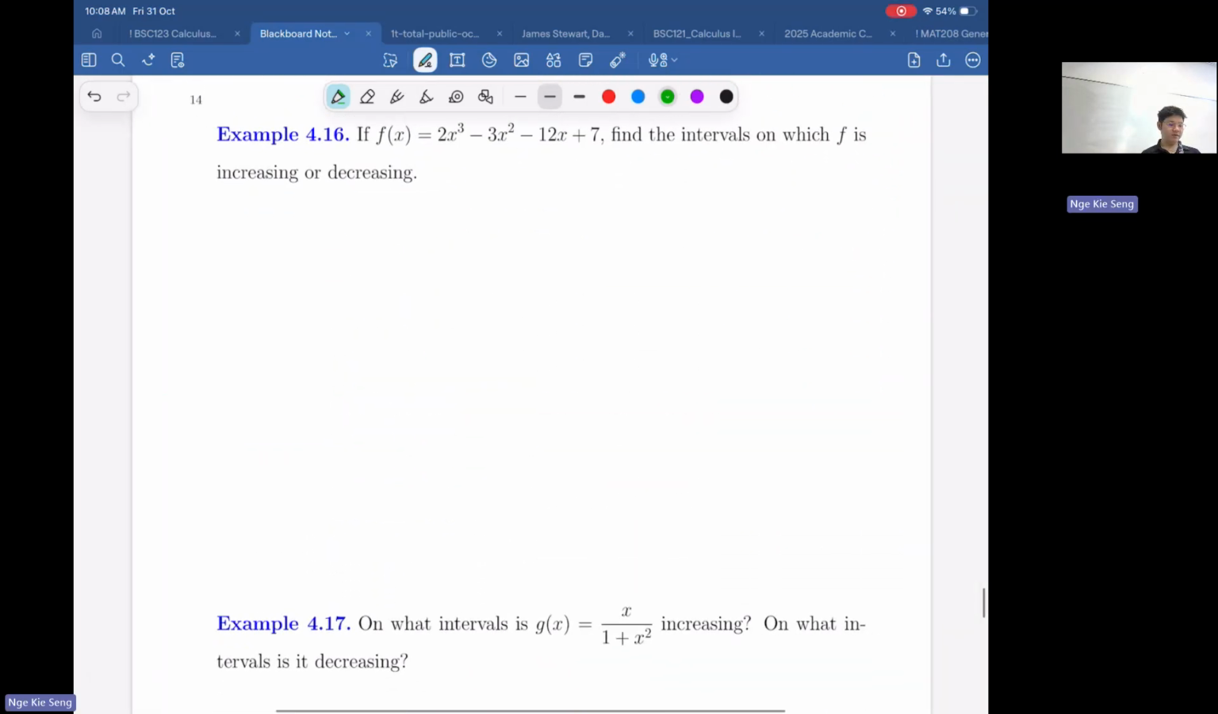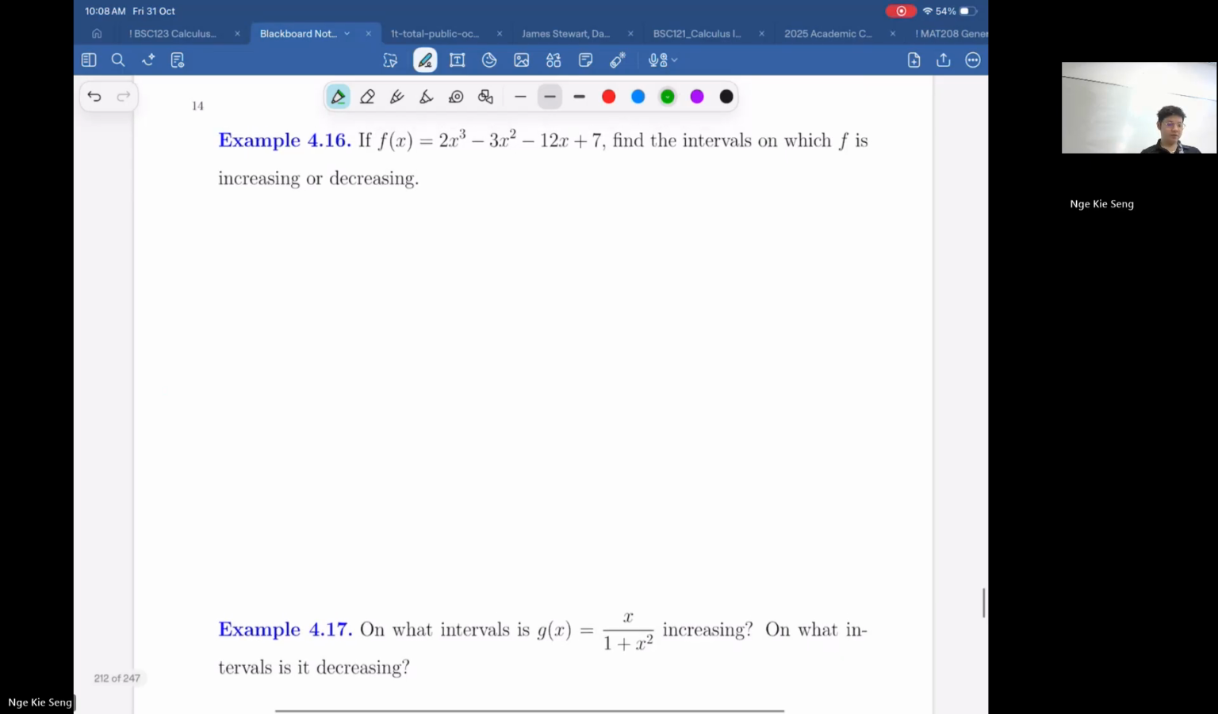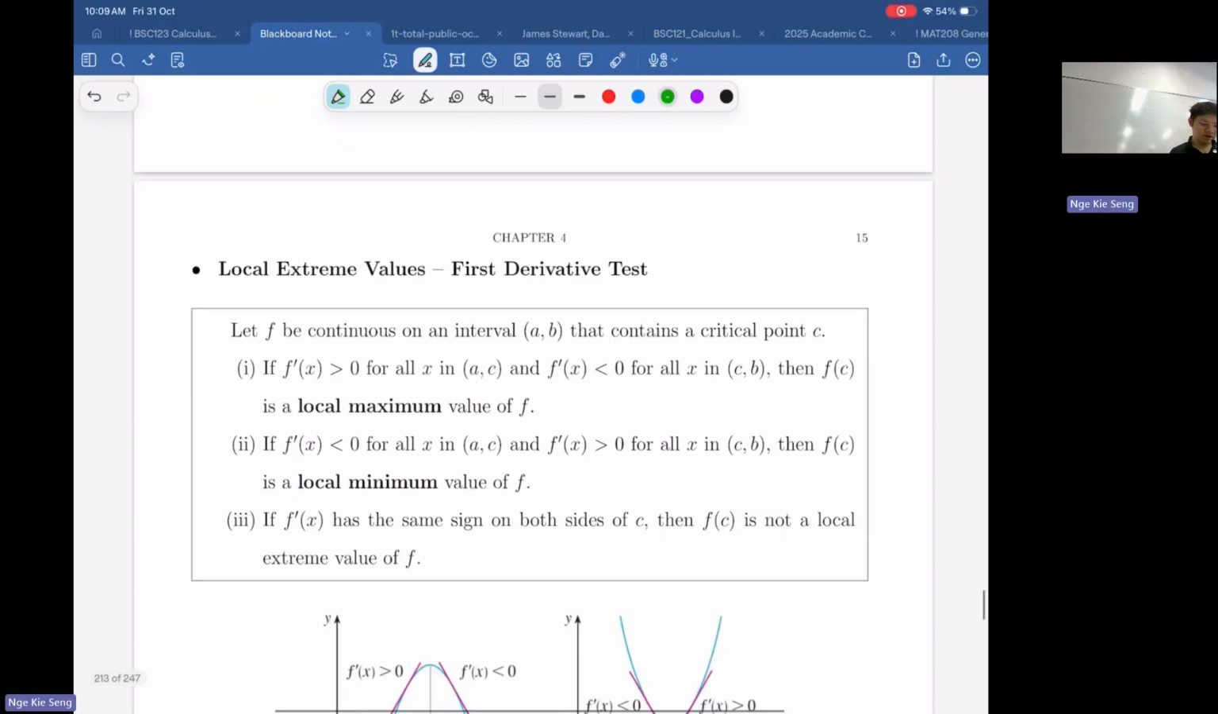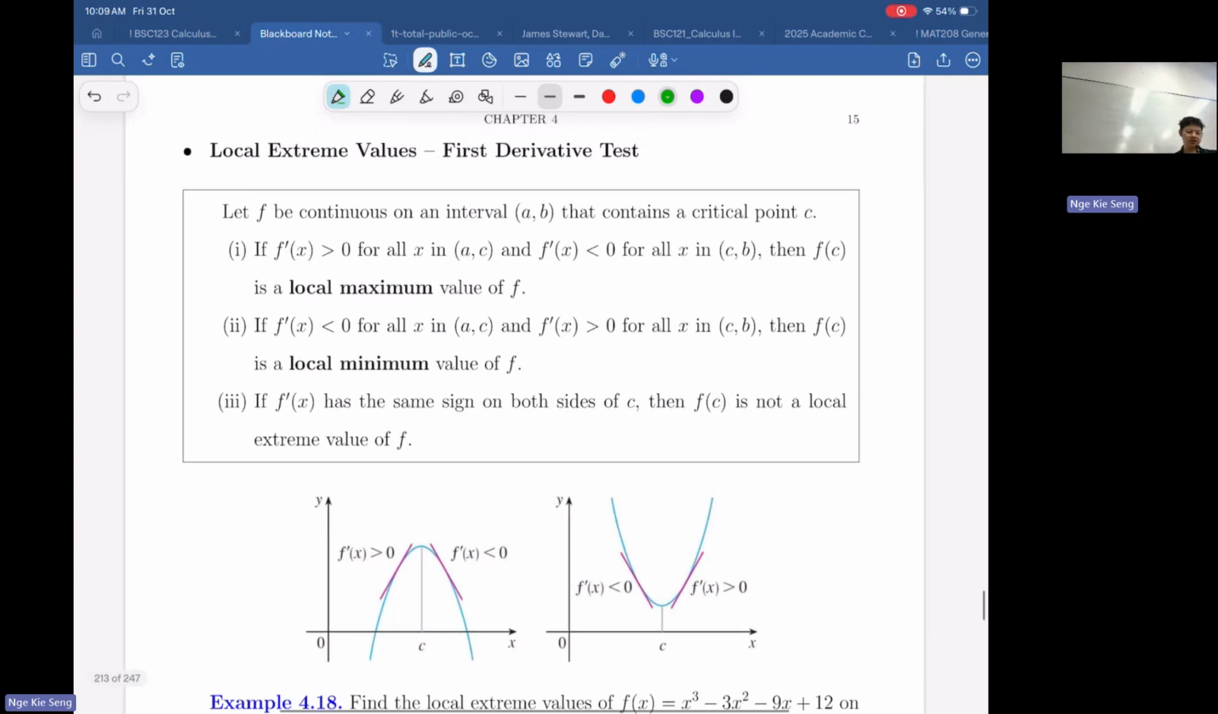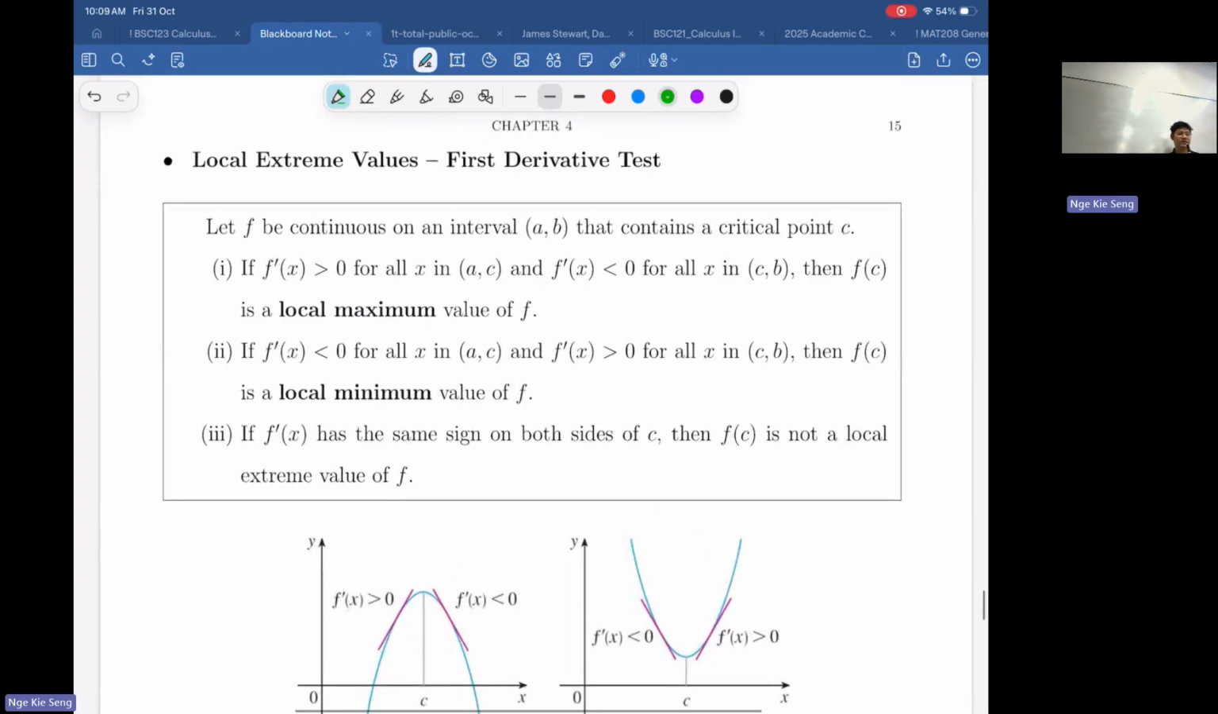I think for this interval, for finding the interval for f to be increasing or decreasing, can we skip? Do you know what to do? If I ask you this, find the derivative first and then determine which x you get greater than zero, and which x less than zero. Okay, should be fine. Let's skip these two. Let's start with a very interesting one, which is the first derivative test.